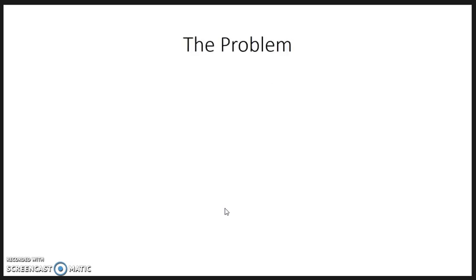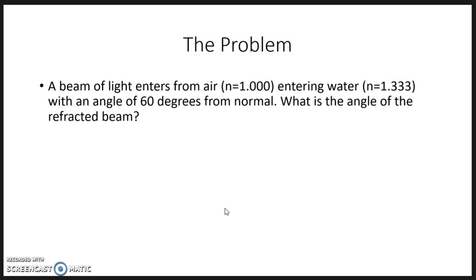So the problem that we're going to be talking about is a beam of light enters from air, n equals 1.000, we'll get to that in a second, entering water, n of 1.333, with an angle of 60 degrees from normal. What is the angle of the refracted beam?